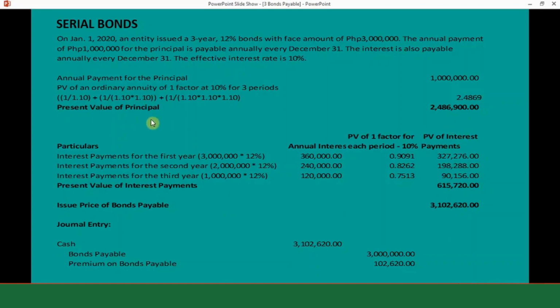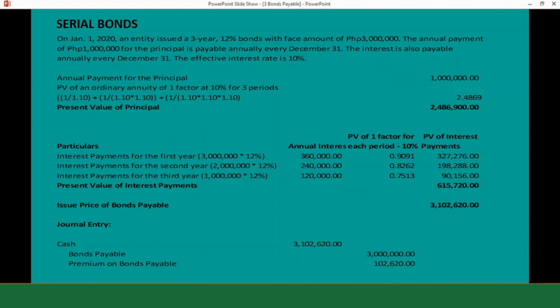So, total, the present value of principal and the present value of interest payment, you have 3,102,620. And obviously, ang bonds na issue at premium. So, debit cash, 3,102,620. Credit bonds payable, 3 million, yung face amount. Then credit premium on bonds payable, 102,620. Okay? So, yun lang naman yun.